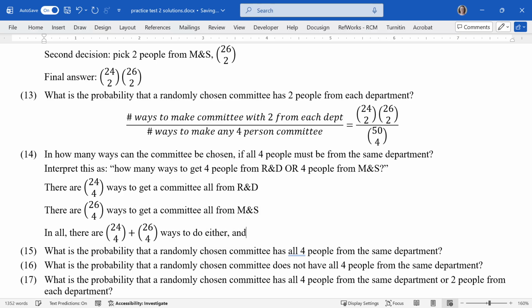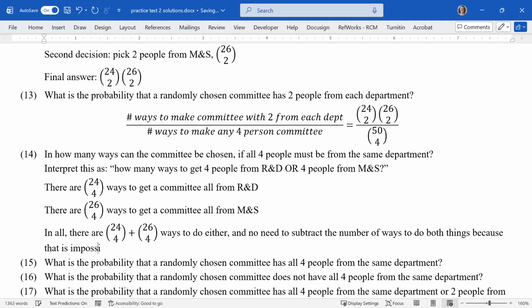Either, and no need to subtract the number of ways to do both things because that is impossible. These are mutually exclusive events. Okay, number 15. What is the probability that a randomly chosen committee has all 4 people from the same department?